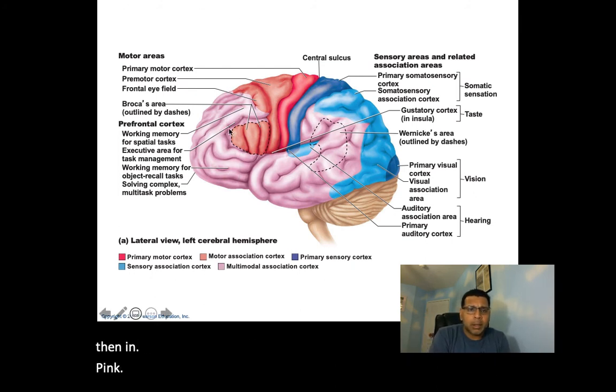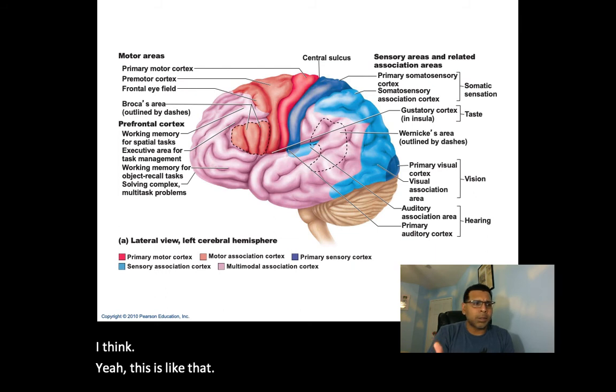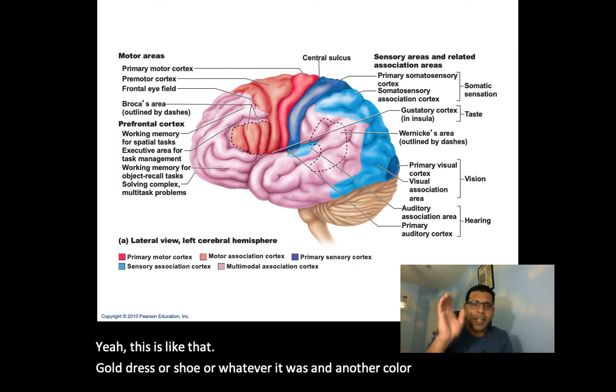Purple, pink, pink, I think. Yeah, I guess this is like that gold dress or shoe or whatever it was, and I don't even know the color or even the object, so forget that. Or the black dress or whatever it was there.